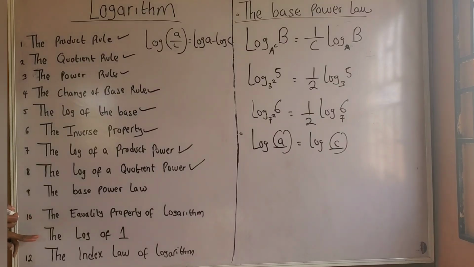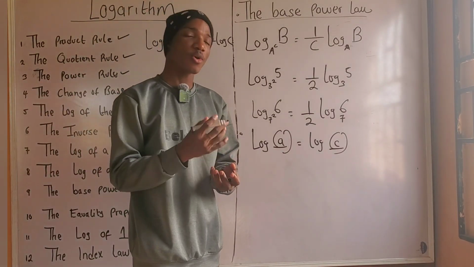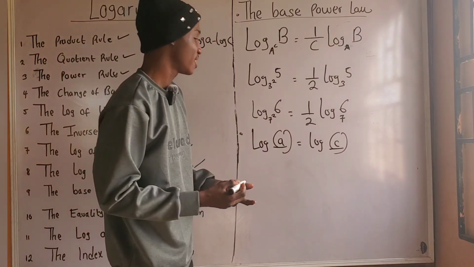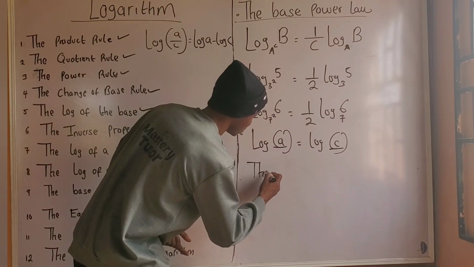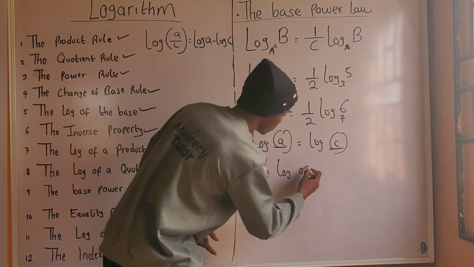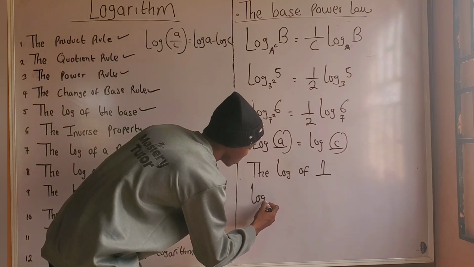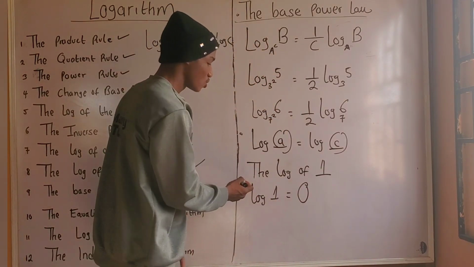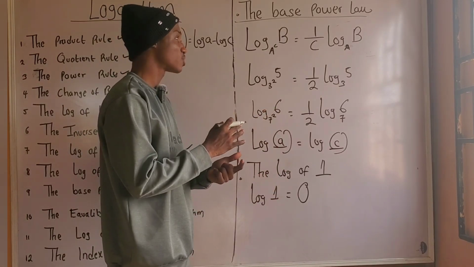Now, the next law says the log of 1. If you punch the log of 1 in your calculator, what are you going to have? The log of 1 will give you 0, okay? That is the next law, the log of 1. The log of 1 will be equal to 0, okay? So please kindly note all the laws that we are discussing.